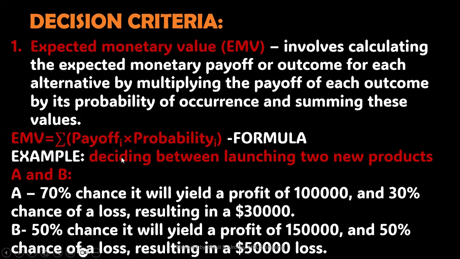For example, your decision is between launching two new products, A and B. For A, there is a 70% chance that it will yield a profit of $100,000 and a 30% chance of a loss of $30,000. For B, there is a 50% chance of a profit of $150,000, and a 50% chance of a loss of $50,000 as well.